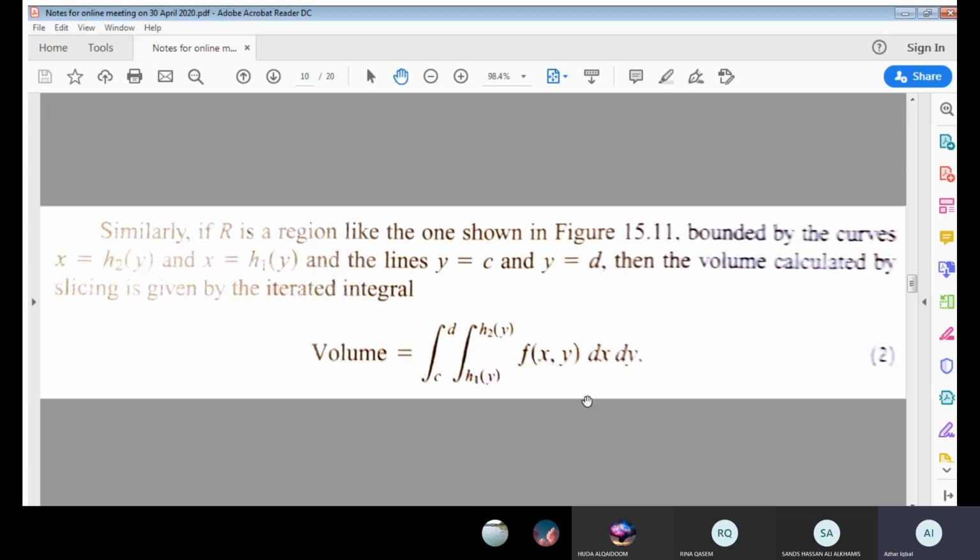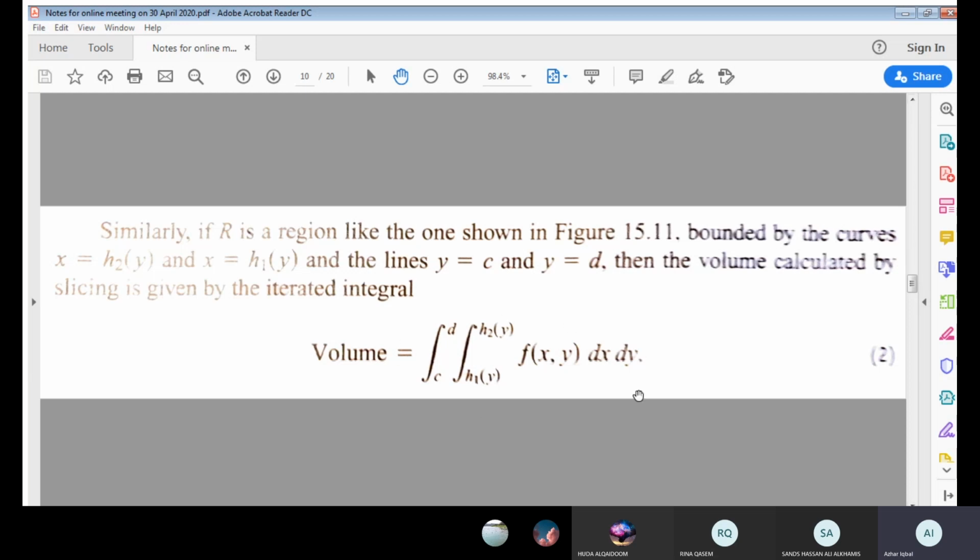So here you can see that it is first integrating with respect to x, from h1(y) to h2(y), and then the resulting expression, this middle integral, becomes a function of y only. Then you integrate that function of y with respect to y, when y is changing from c to d. Okay, so this has got the same geometric interpretation as before.